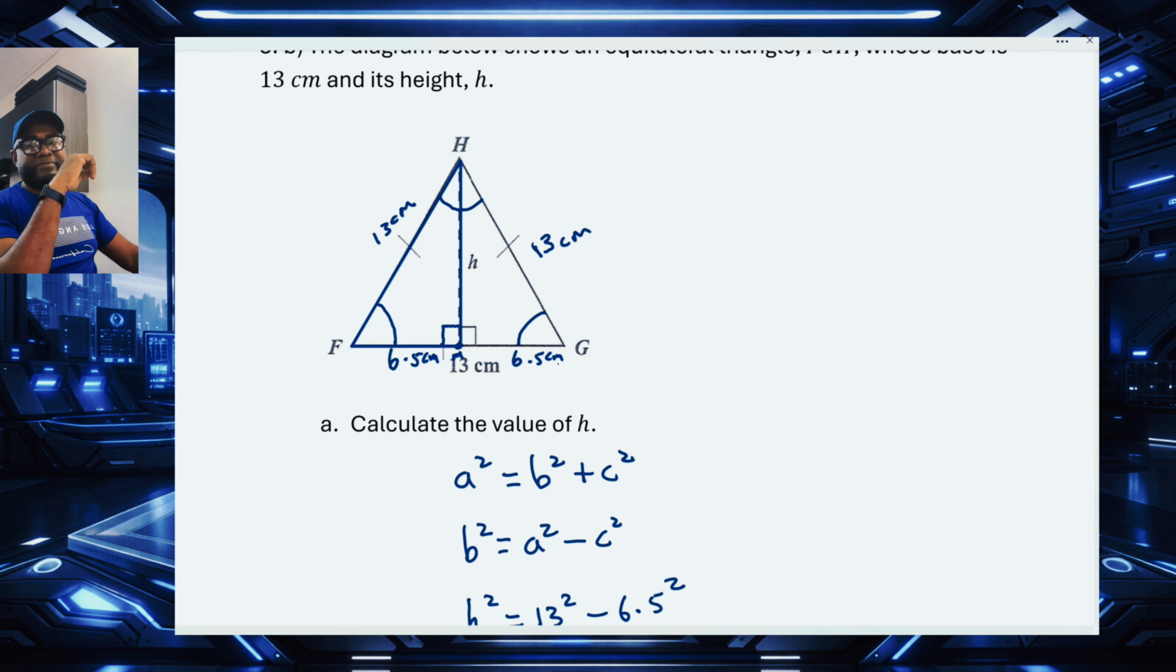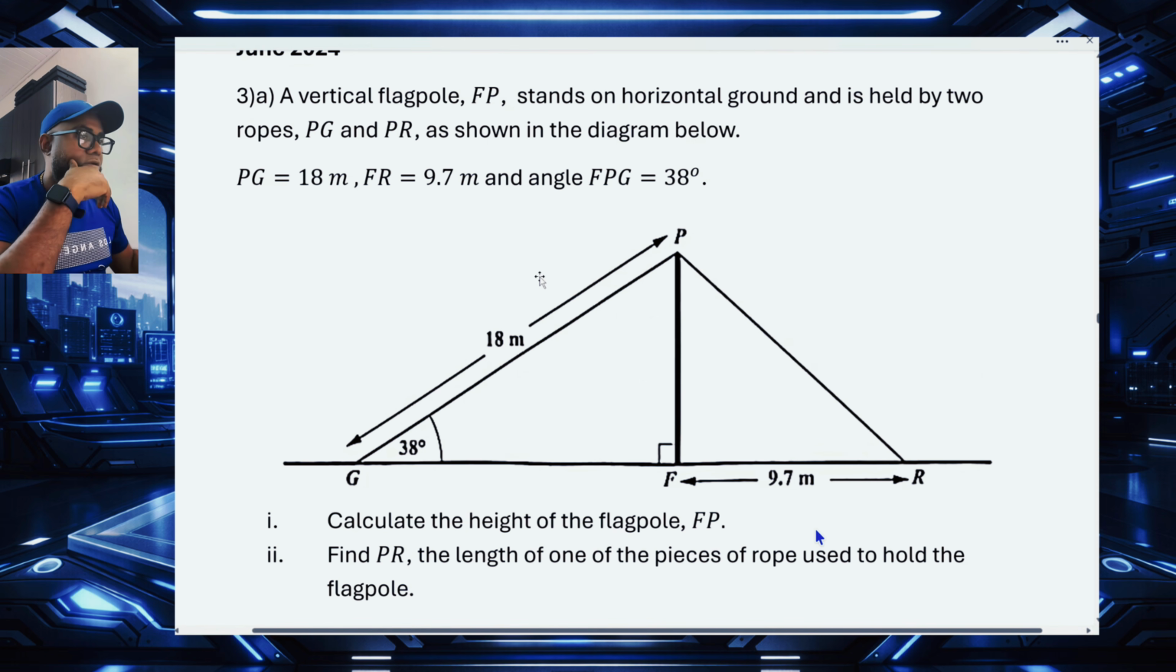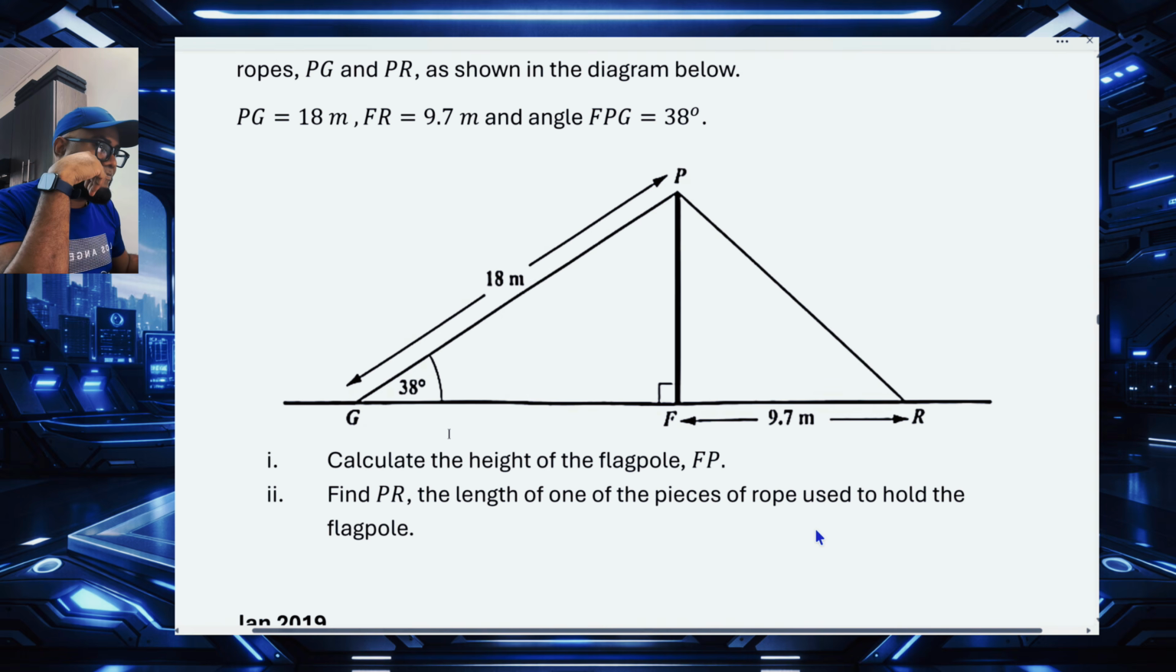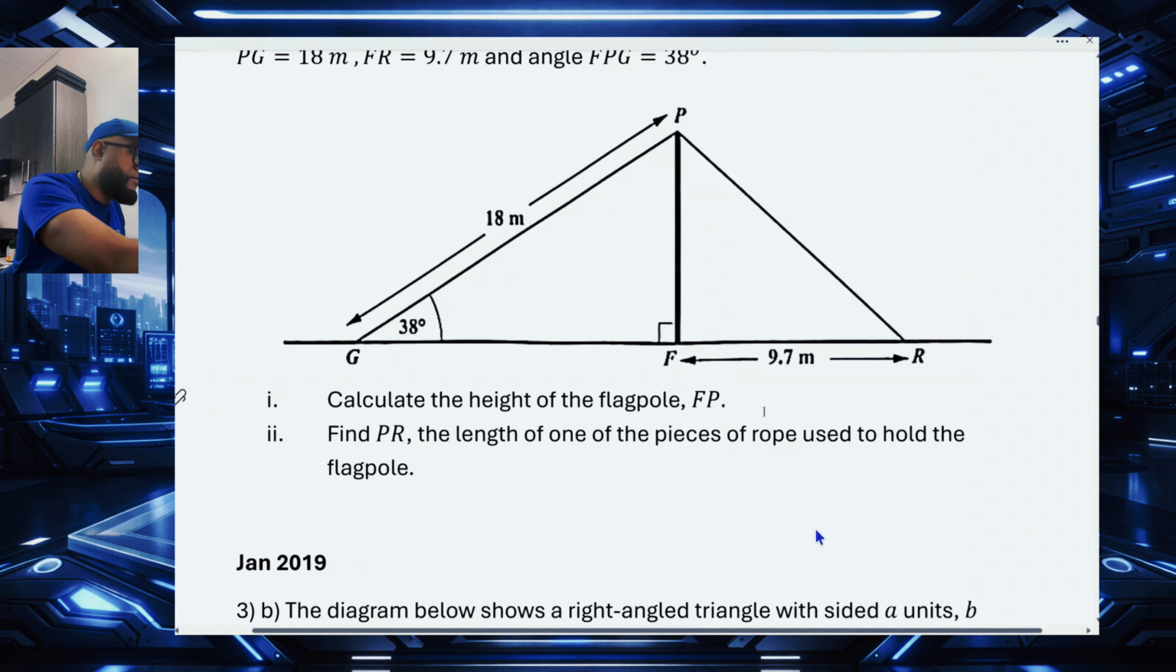Right, so a vertical flagpole FP stands on horizontal ground and is held by two ropes. These are the ropes here, PG and PR, as shown in the diagram below. PG is 18 and PR is 9.7 meters. And angle FPG is equal to 38, that's here. Calculate the height of the flagpole FP.